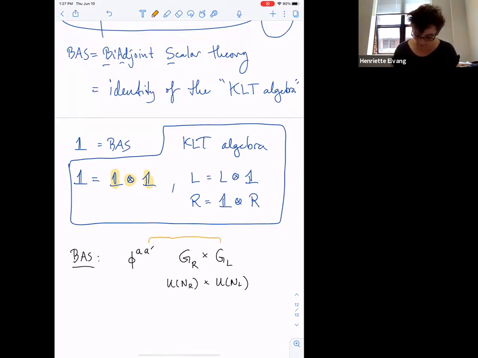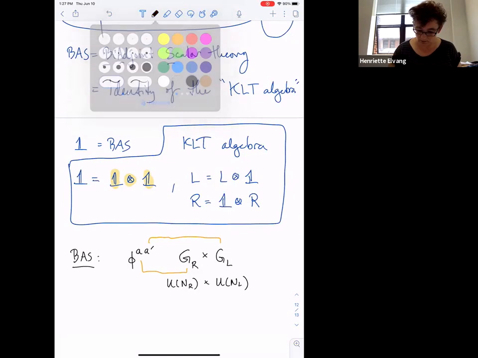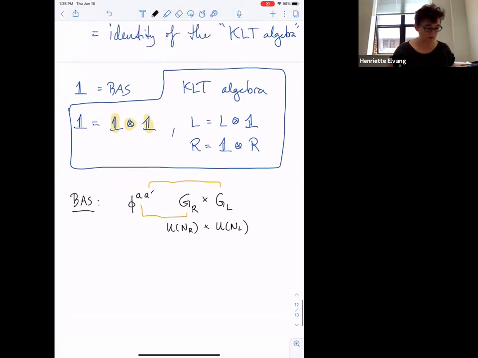So this index belongs to left, this index belongs to right. This is a similar structure to what you might have seen in the large N lecture by Mukund, where there were scalar fields with multiple adjoint indices. Here we don't care so much about large N because we're only at tree level. So everything is just deleting large N, so to speak.